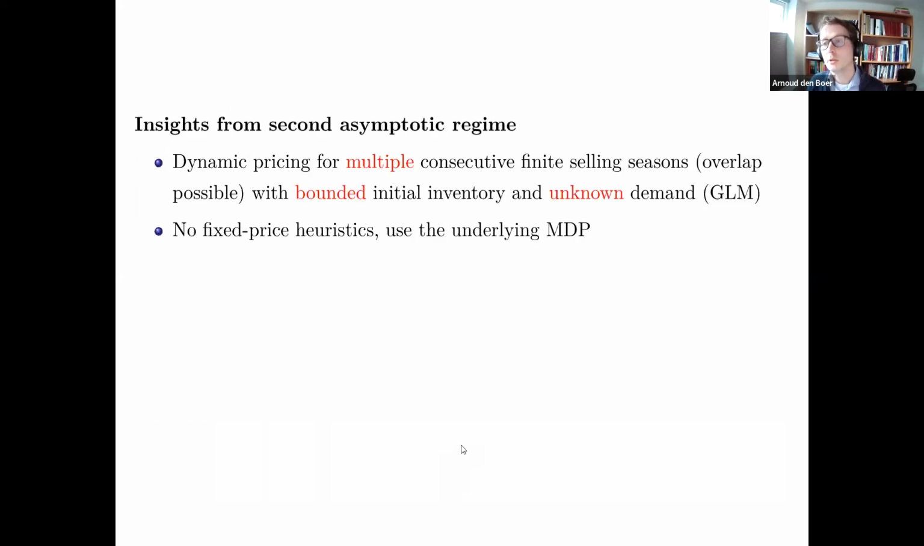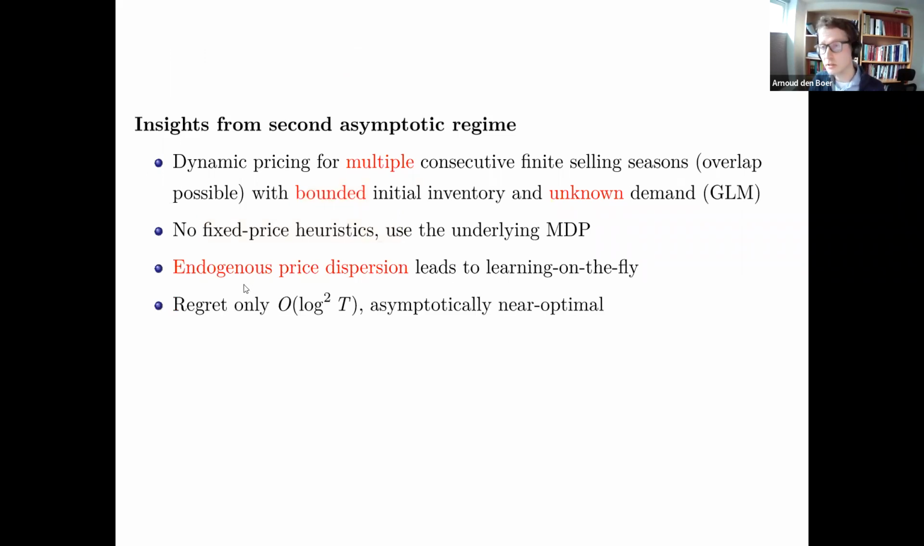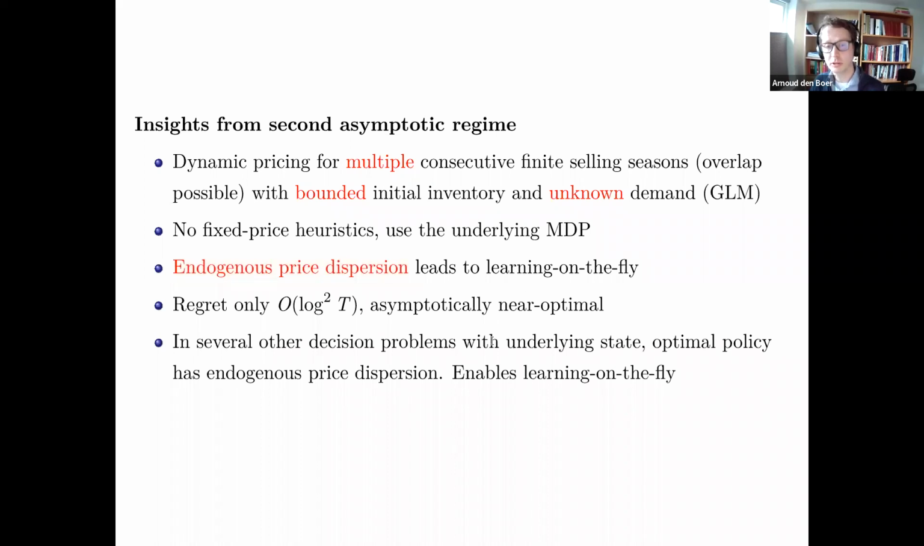So what do we learn from this other asymptotic regime? The key issue is that now inventory is bounded. We have a generalized linear model for our demand. We cannot use some fixed price heuristic. They don't work. But there's something else that suddenly happens, namely endogenous price dispersion. And we don't need to experiment. We can just use a greedy policy.